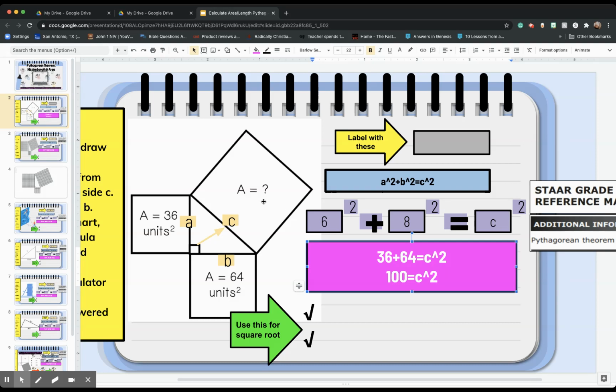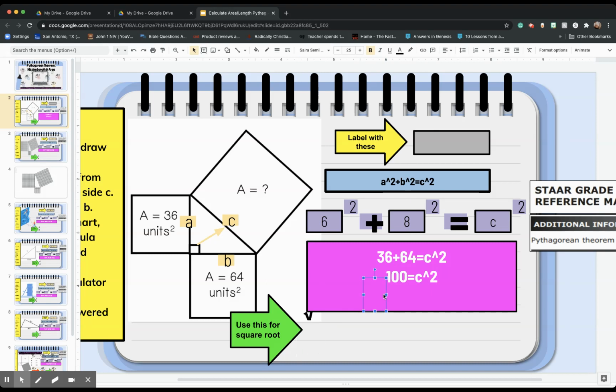Now notice that this problem is looking for area. All right, so we're done because the area's answer is always in the form of square. So 100 is equal to c squared. That is the area of that square. If the problem was asking for c, then we would have to drag and drop our square root in there.